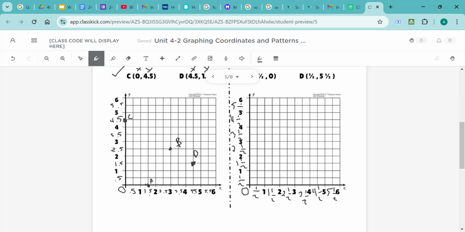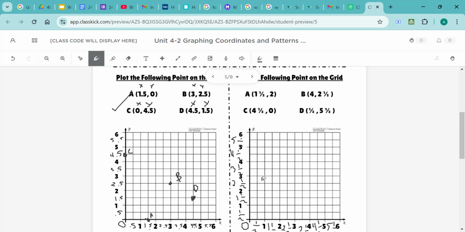Okay, so we did step 1. We labeled all of our missing parts of our coordinate plane on our X and Y axis. Now we just need to plot the points. So I've got my point A, X and Y, X axis first. So I go over 1.5, and then up 2, right there. This is point A. Point B, 4, 1, 2, 3, 4, and then up 2.5, 1, 2, 1/2.